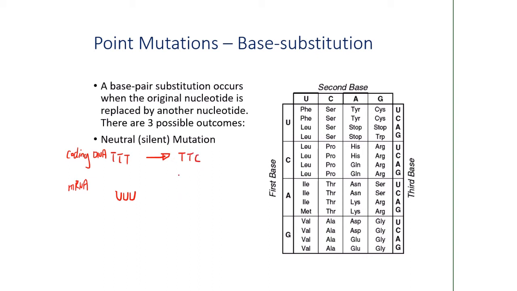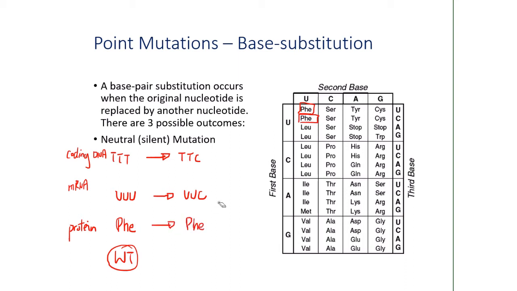Which means when you do the transcription, instead of getting UUU in your mRNA, you are now going to have UUC. So let's take a look at what happens when you translate this into the protein. UUU, according to our codon chart, is going to code for Phe. So that's the original. We call this the wild type. The wild type is Phe. In the mutant, when you change it to UUC and we look up the codon on the codon chart, it also happens to be coding for Phe.